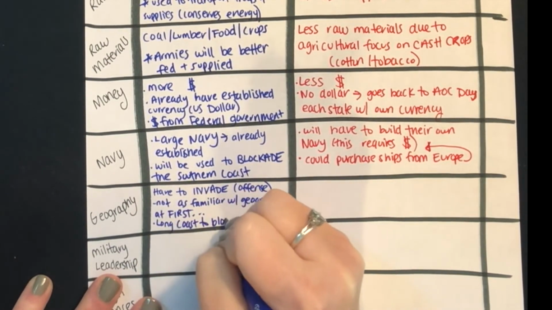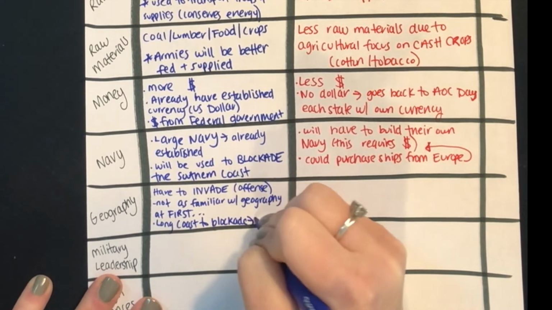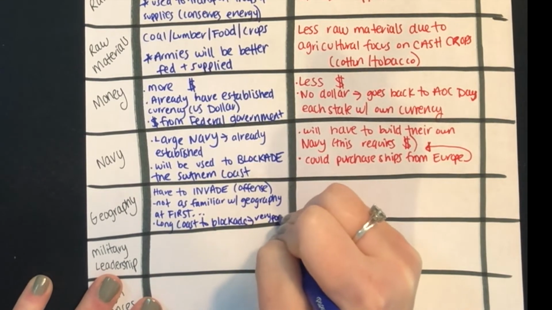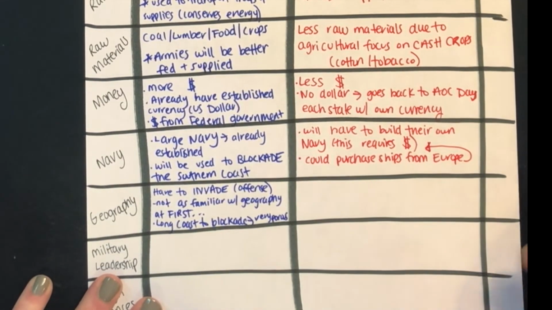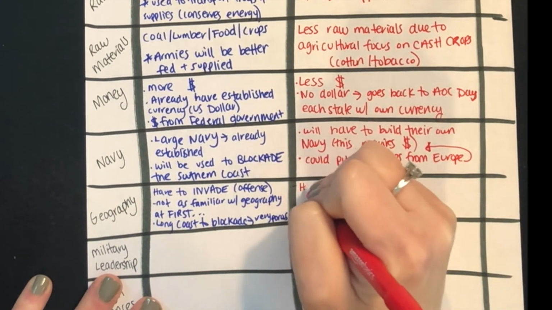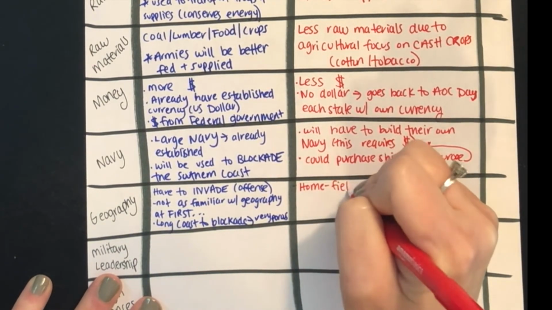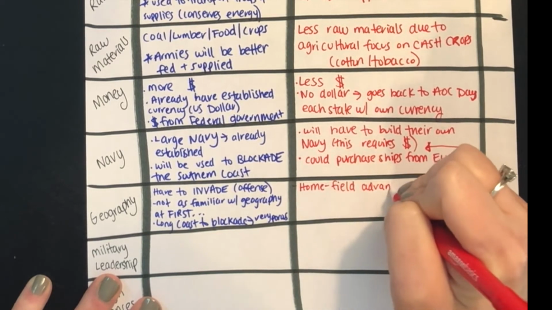Also, they're planning to blockade the coast. The South's coast is really long to blockade. It's going to be very porous. That's what the word is there. Porous meaning a lot of goods are still going to be able to get through because the coast is so large. The South, on the other hand, has home field advantage.